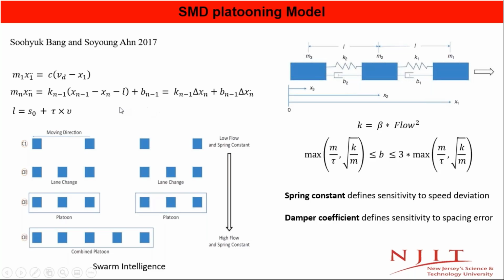In this model, the acceleration rate of each vehicle is updated in each time interval. In a way, finally, they maintain the desired distance, which is a function of speed. In this SMD platooning model, the spring constant and damper coefficient are functions of flow. So in case of very low flow, there would be no tendency for platoon formation. And in case of high flow, there would be a very long platoon of several vehicles, which we believe is not desirable in real world circumstances.